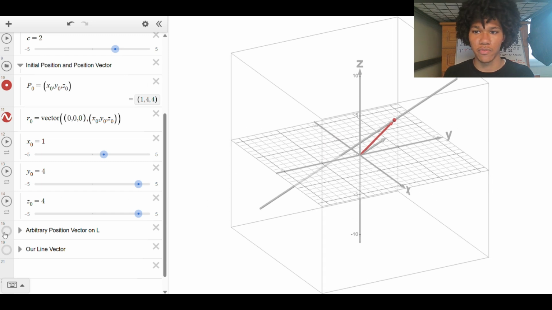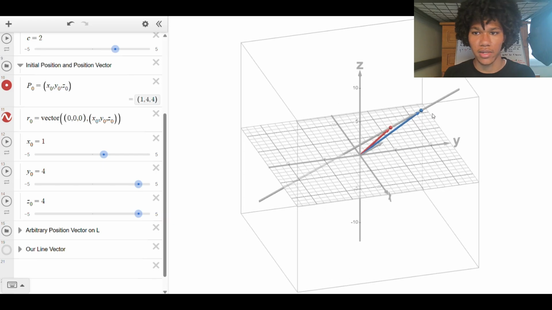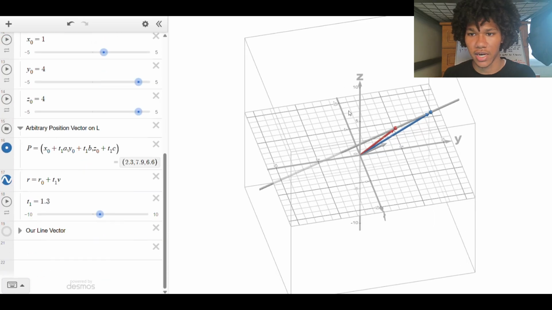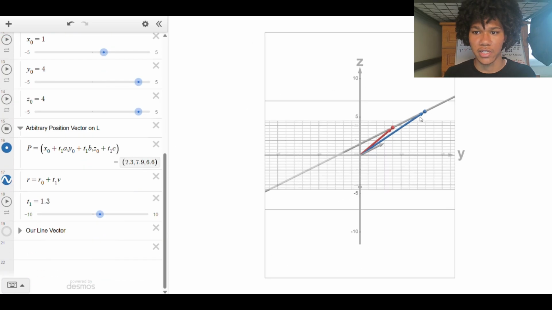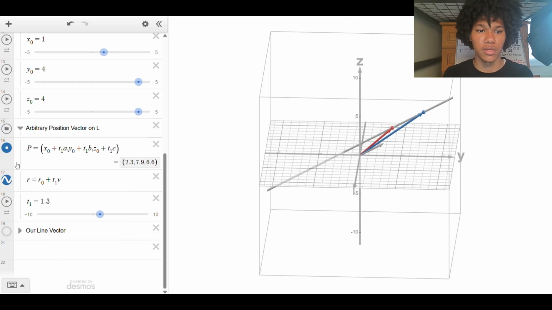So here we have this blue vector. If I zoom out a little bit, we have this blue vector with the dot P. Can't really zoom in on that part, but if you can notice the dot on the line, that represents point P, and the vector that it's at the end of is the position vector for that point P.